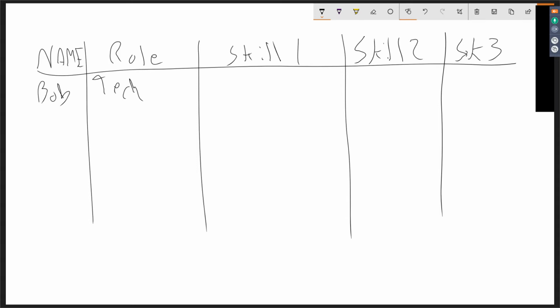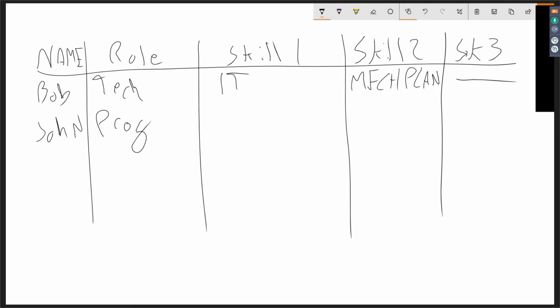But what you would do is you'd say, okay, skill 1, Bob maybe needs to learn some IT stuff. And maybe skill 2 is Bob's an electrician, but Bob doesn't understand how to read mechanical plans, so we may say he needs to read mechanical plans. And then skill 3, maybe he doesn't have a skill 3. And then we'd look at John, and John's a programmer. And let's say John has an IT background, but he doesn't have an HVAC background.